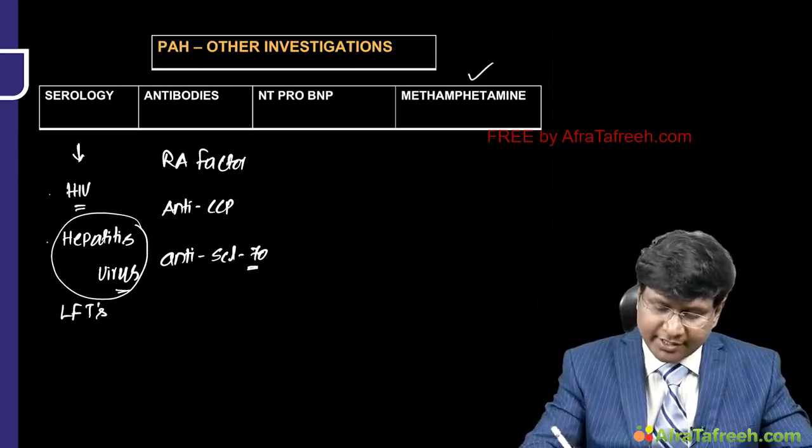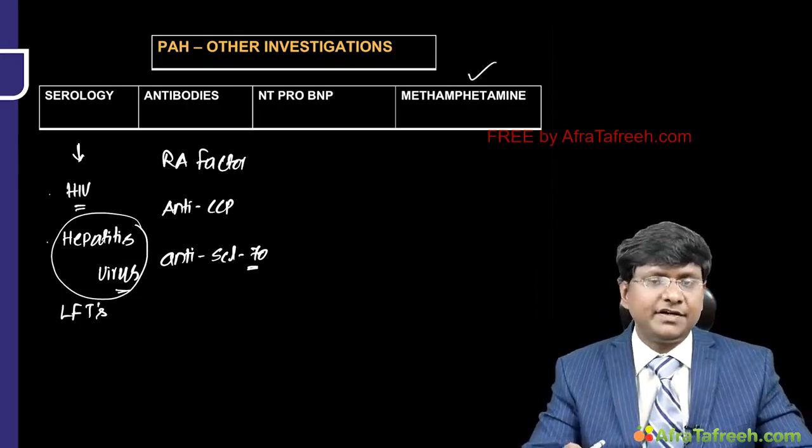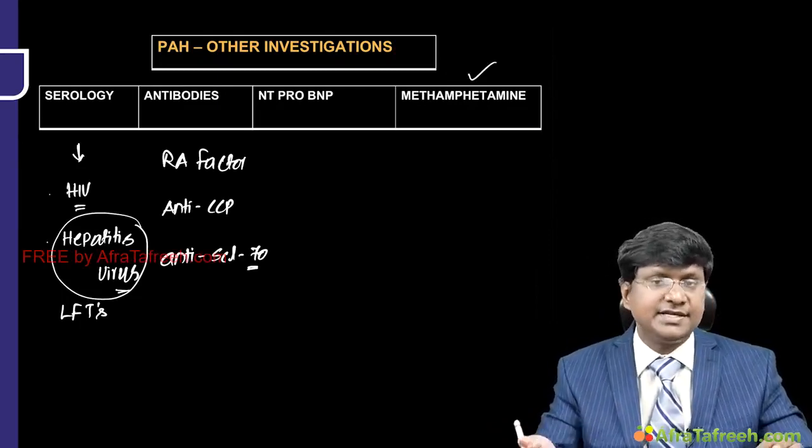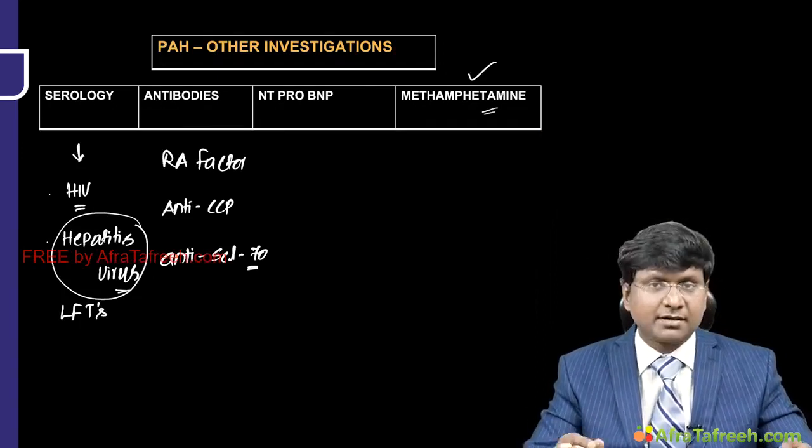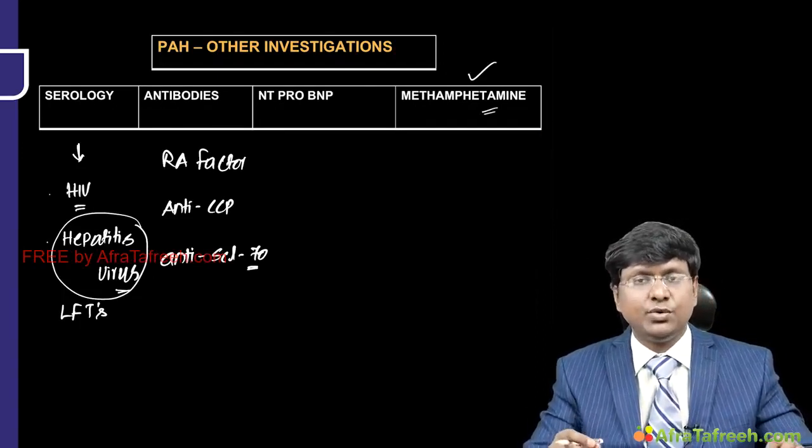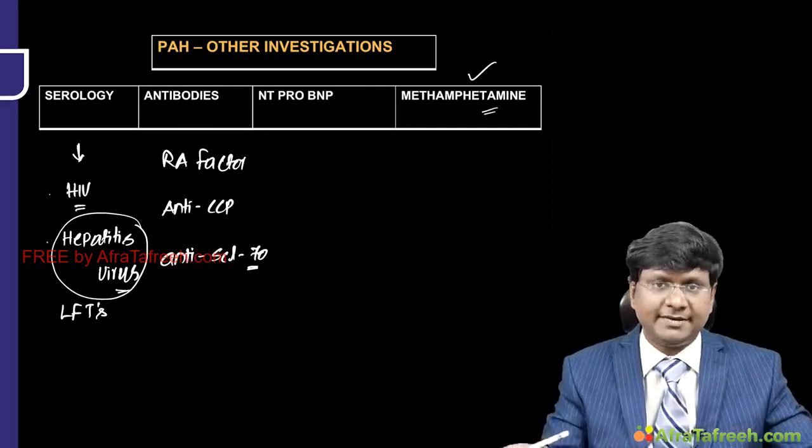Then another important one is methamphetamine. Methamphetamine usage has been increasing in recent days, and methamphetamine levels in the blood also need to be tested to rule out methamphetamine causing pulmonary arterial hypertension.